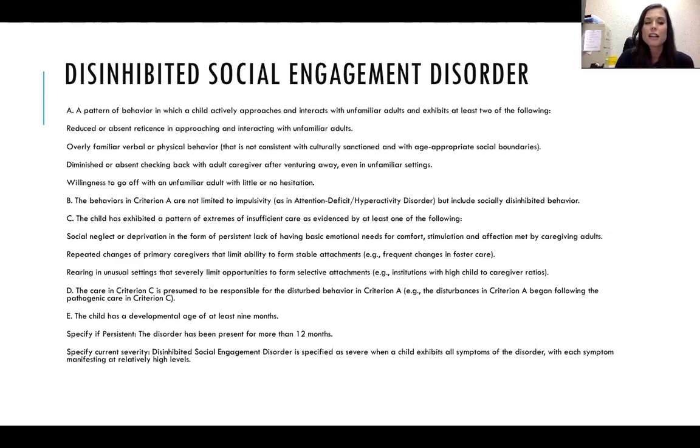And you want to specify severity. It's considered severe when a child exhibits all symptoms of the disorder, with each symptom manifesting at relatively high levels.